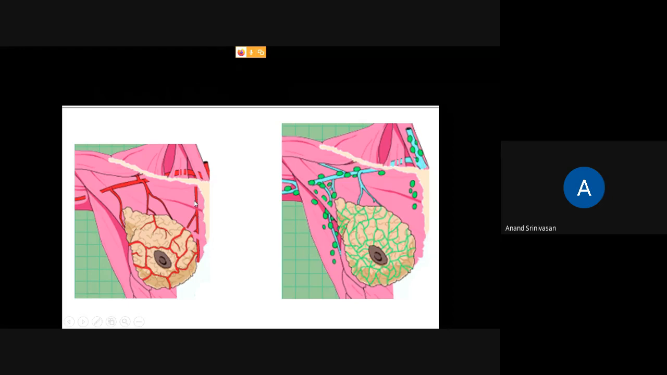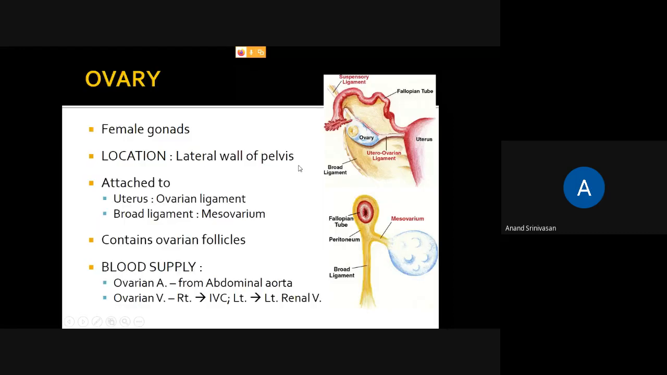The blood supply, this is the internal mammary artery, and these are the intercostal arteries. Okay, this is the axillary group of lymph nodes.